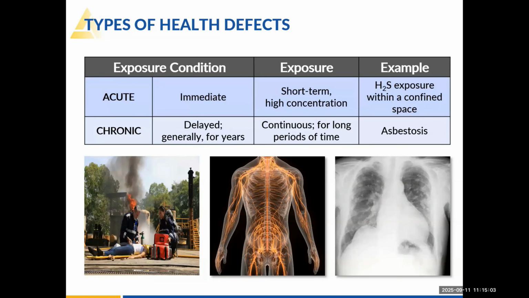Where chronic, if somebody is a welder for 30 years at a company, chronic means that it's going to be delayed. They're exposed to different fumes and metals, but they might not notice the health effects until maybe 20, 30 years down the road. So keep in mind acute and chronic, because we'll talk about that a little bit as we go through the presentation.